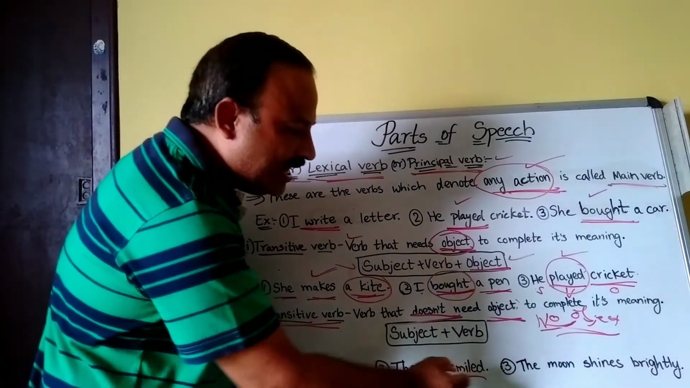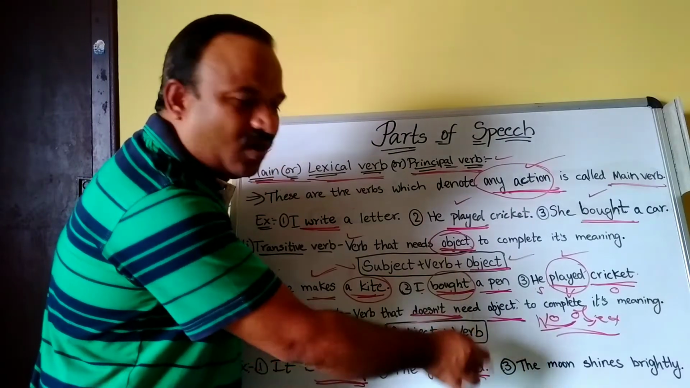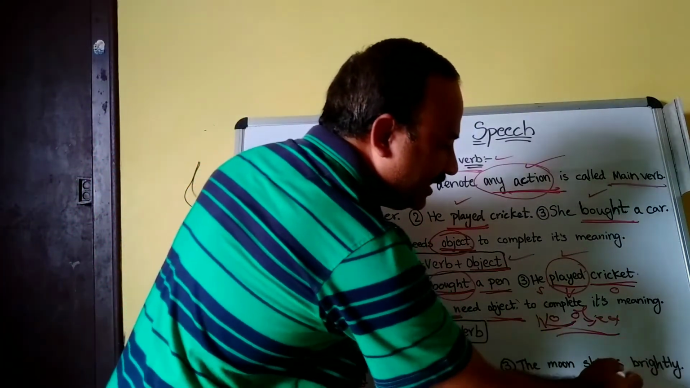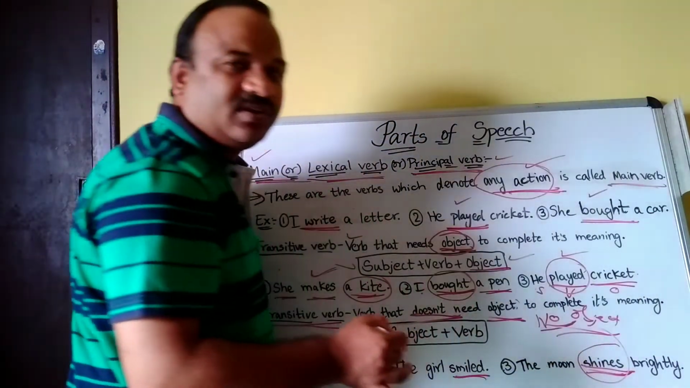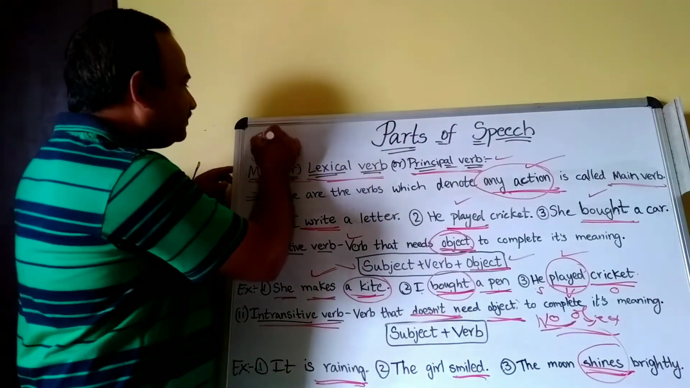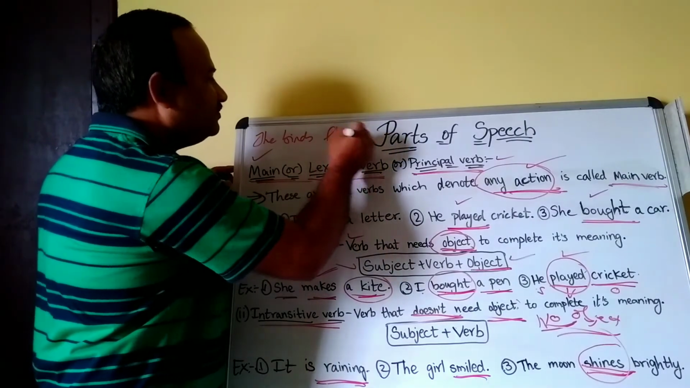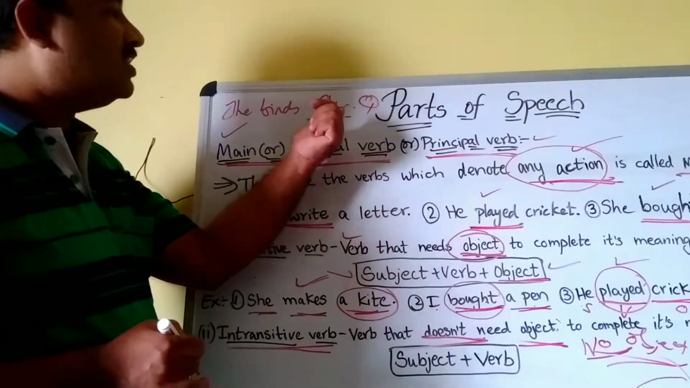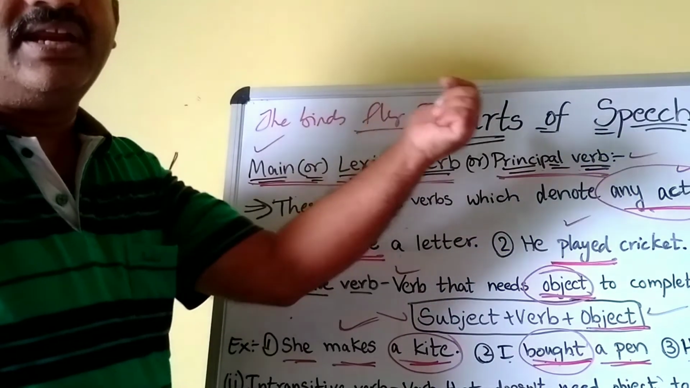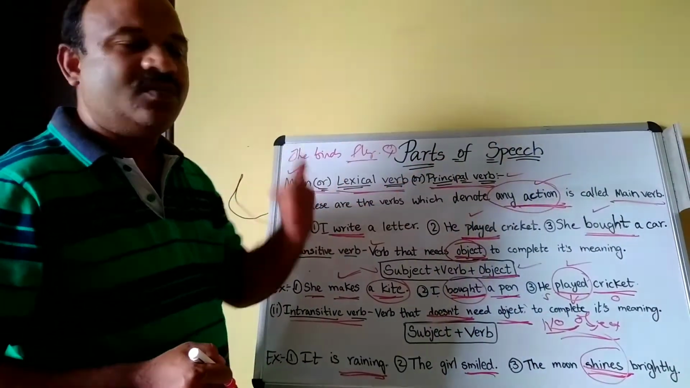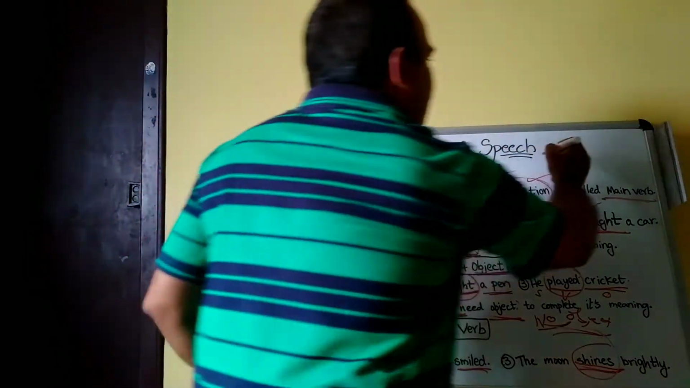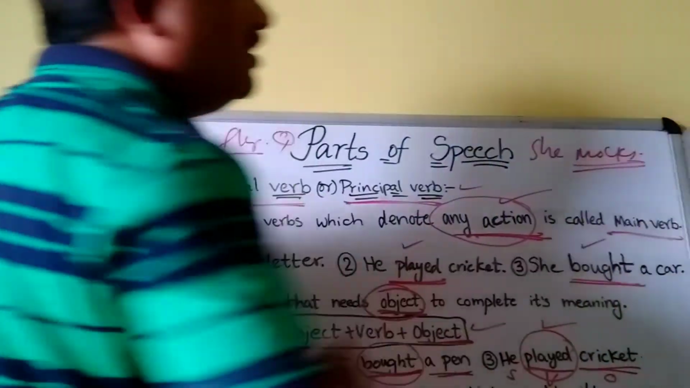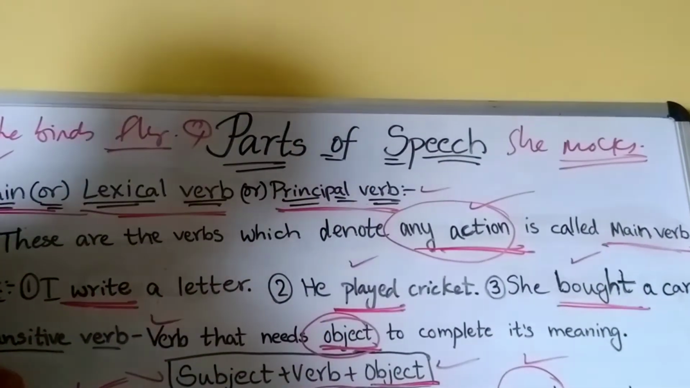Same as the girl smiled. That's all. There is no object. It is an intransitive verb. The moon shines brightly. It is also intransitive. For example, the birds fly. There is no object in the sentence. So fly is what? Fly is an intransitive verb. And also, she mocks. It is also an intransitive verb.